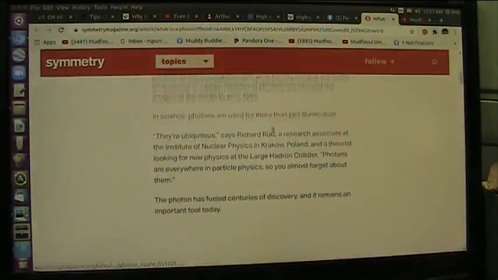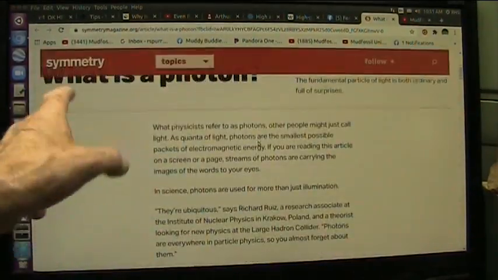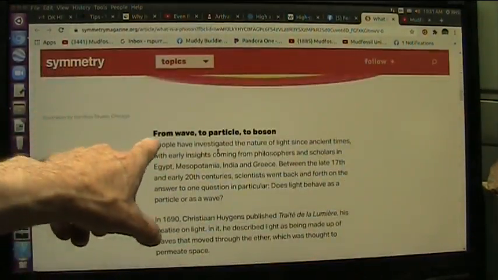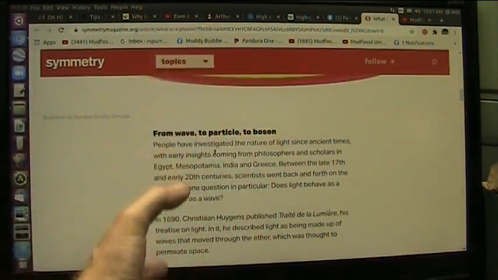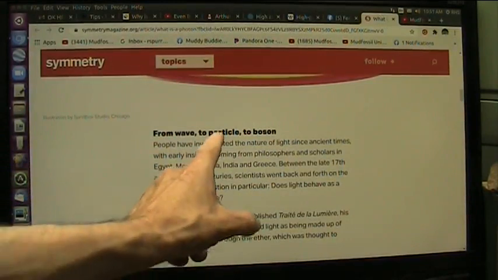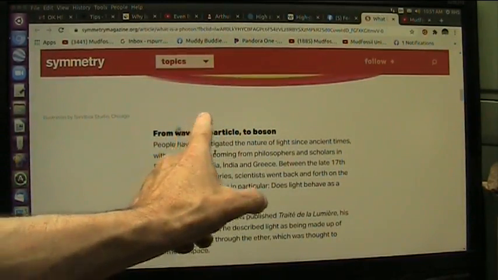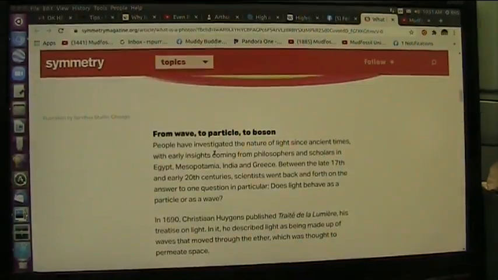All right, so here's their little article here. What is a photon? And the photon is from a wave to a particle to a boson. Exactly what I've been showing, only they got it wrong. It's from a particle to a wave to a boson. Now let me show you.